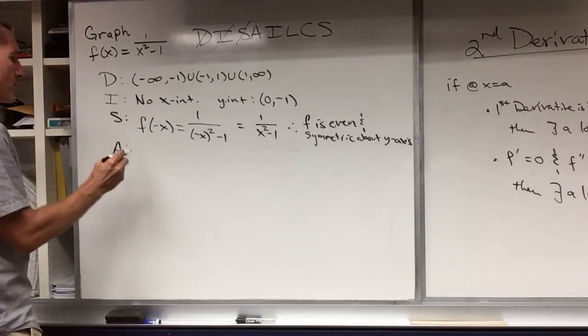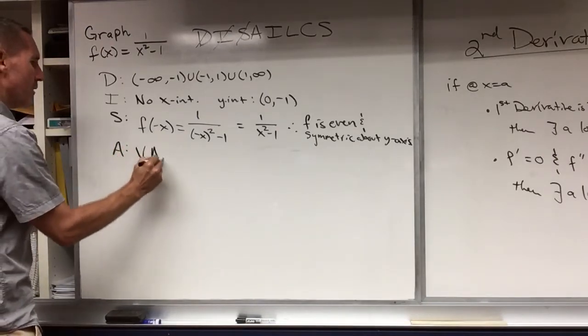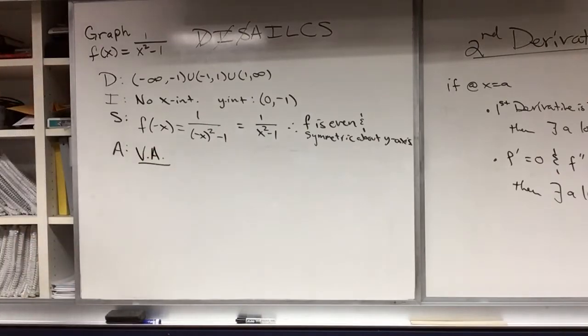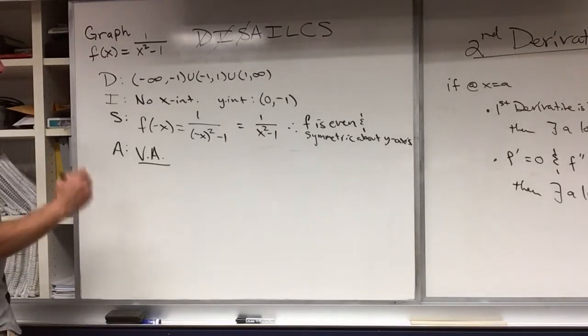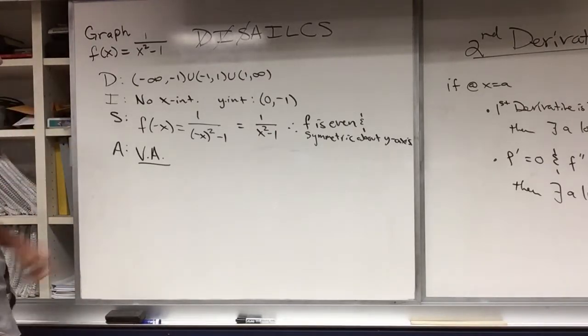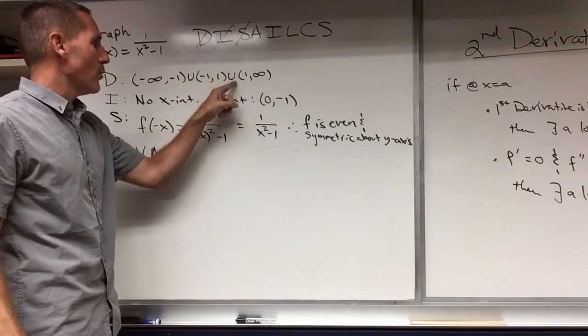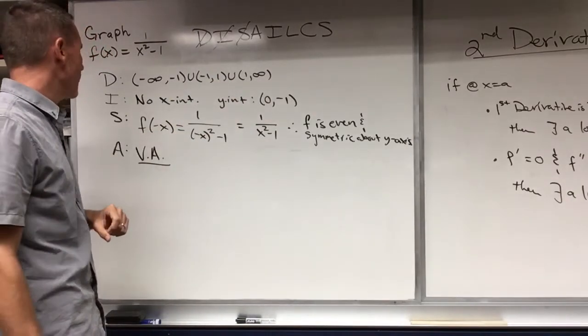So let's focus first on vertical asymptotes. Vertical asymptotes could only possibly exist at values not in the domain of the function. Because we're only focusing on the positives, since the function is symmetric about the y-axis, let's look at x equals 1, because on the positives, that's the only value that is not in the domain of the function.